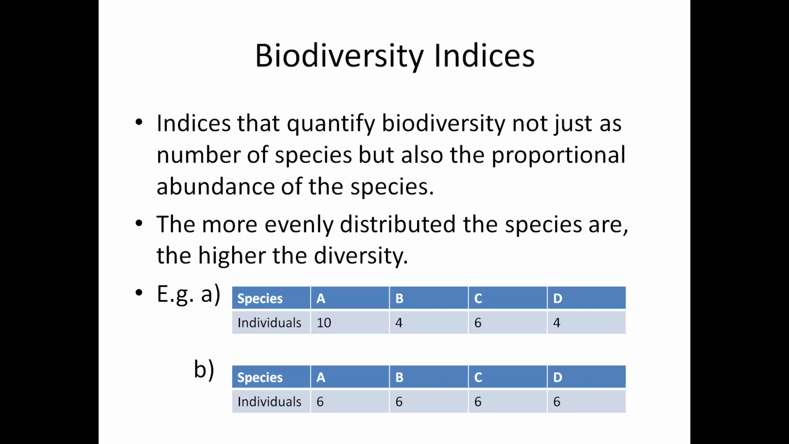To give you an example, below I have just given two tables. In table A, there are 4 different species, and these are the numbers. Species A has 10 individuals, species B has 4, C has 6, D has 4. And below that, in B, all four species have an equal number of individuals. So B is considered to be more diverse than A, even though they might have the same number of species. Now, an ecosystem like B is completely hypothetical. It doesn't exist. It never happens that all the species in an ecosystem have an equal number of individuals.